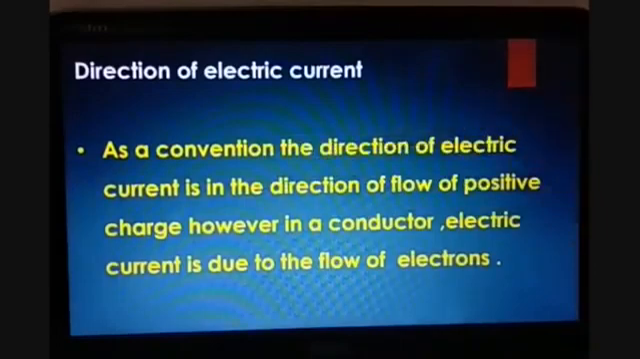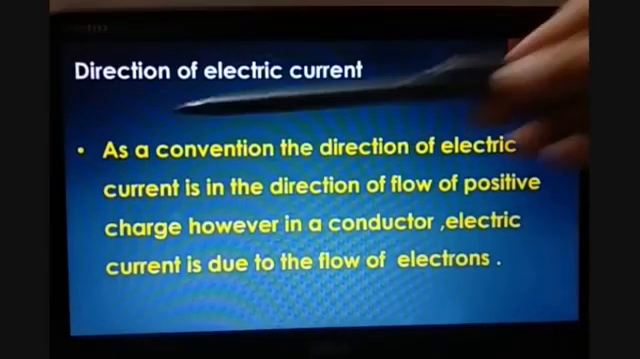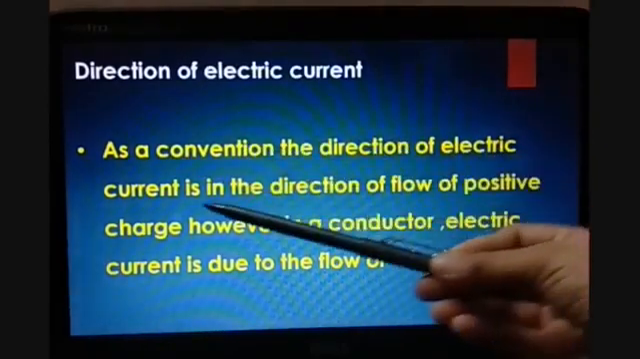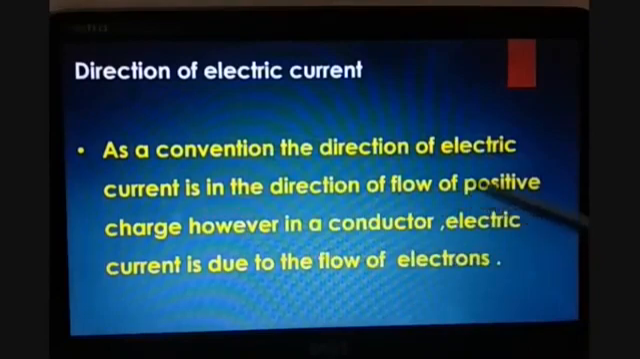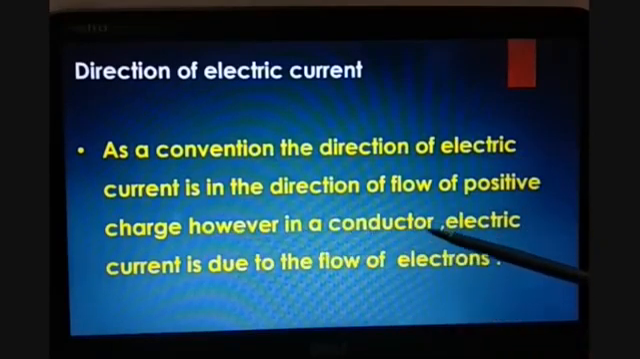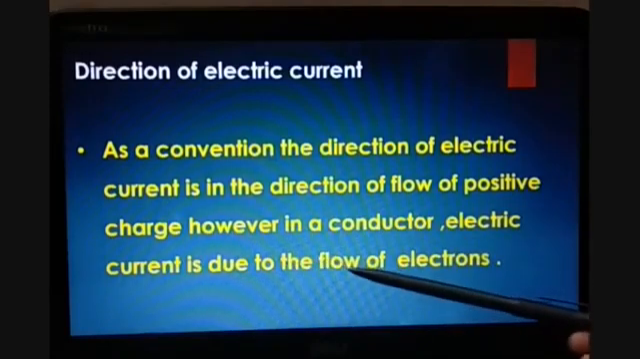Now what will be the direction of this electric current which is flowing in the conductor? As a convention, the direction of electric current is in the direction of flow of positive charge, however, in a conductor, electric current is due to the flow of electrons.